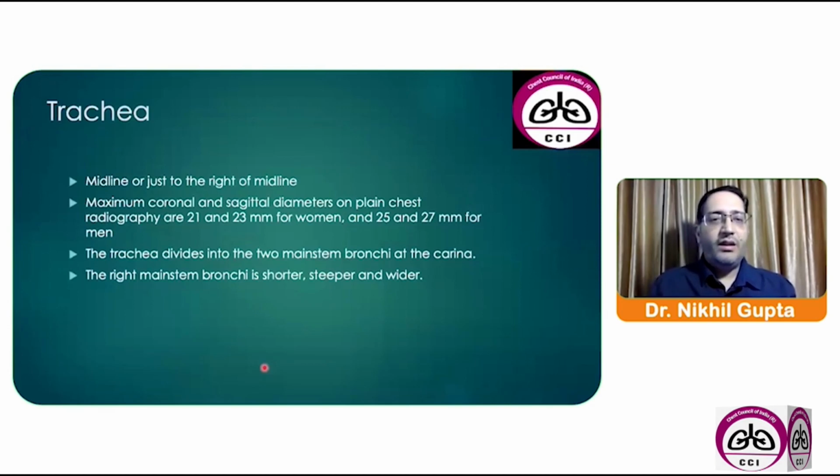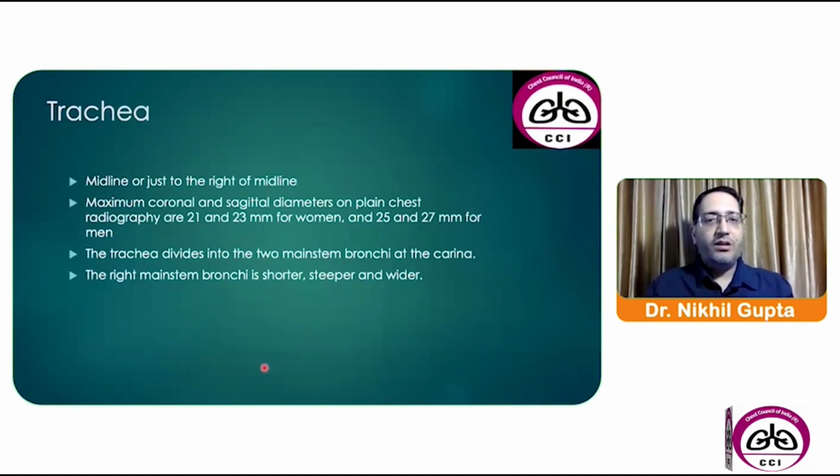Coming to trachea, it is midline or just to the right of the midline. Maximum coronal and sagittal diameters on plate radiography are 21 and 23 mm for women and 25 and 27 mm for men. The trachea divides into two mainstem bronchi at the carina, which is at approximately the D4 level, and the right mainstem bronchus is shorter, steeper, and wider.